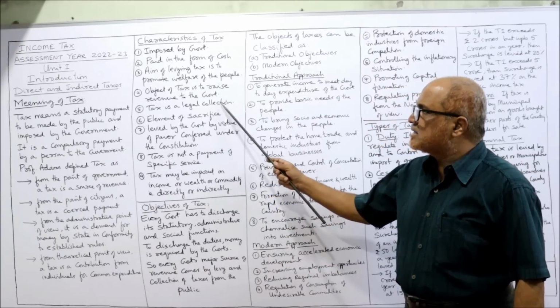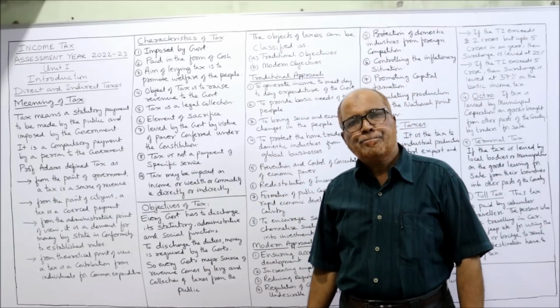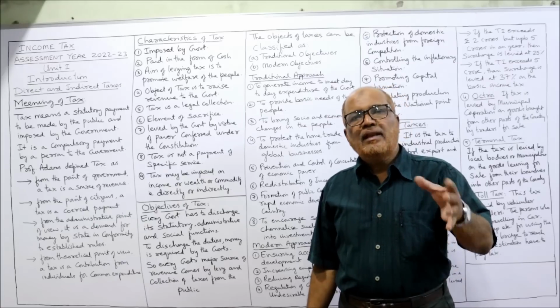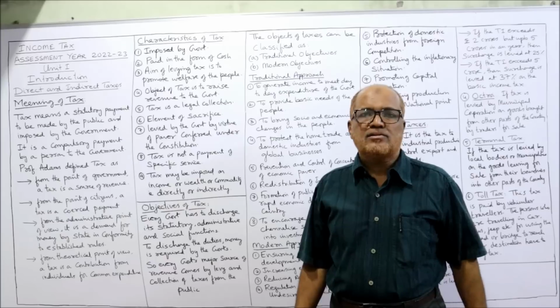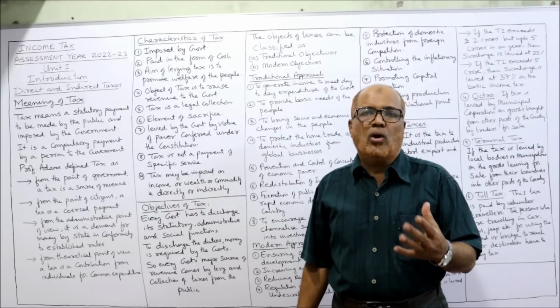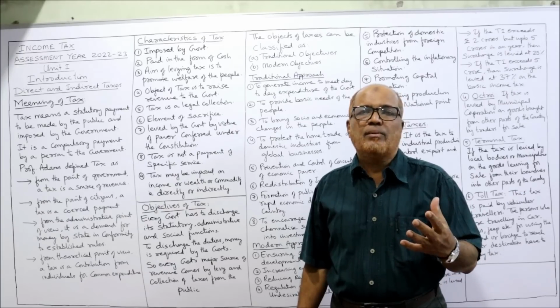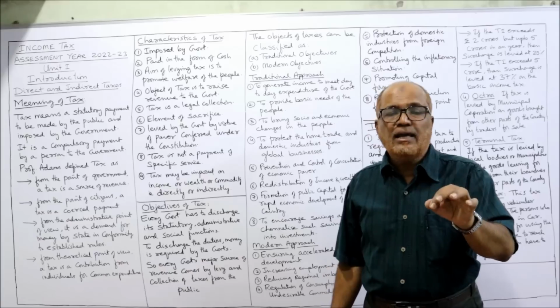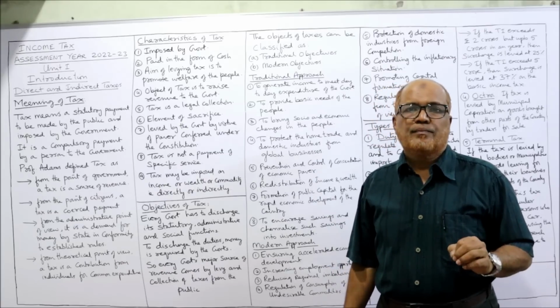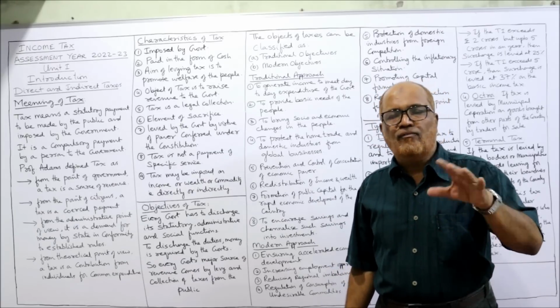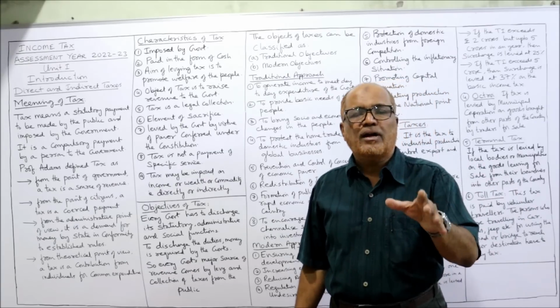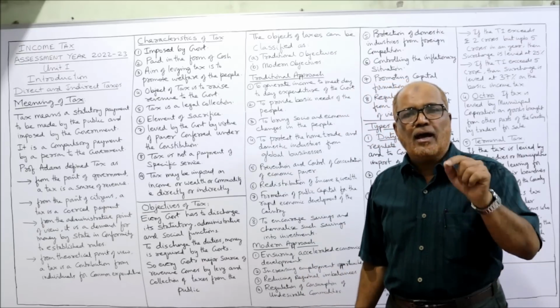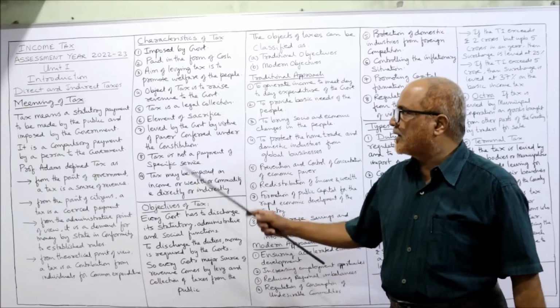Next one, tax is a legal collection. The government will levy the tax, impose the tax according to the law, according to the rules framed by the government. So it's a legal collection. It does not depend on the will of the government. The government is implementing the law and making it compulsory to pay the tax.